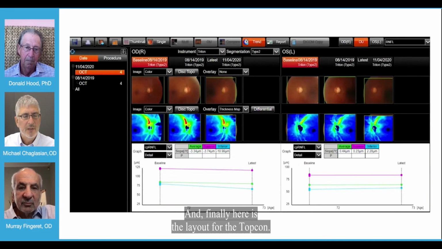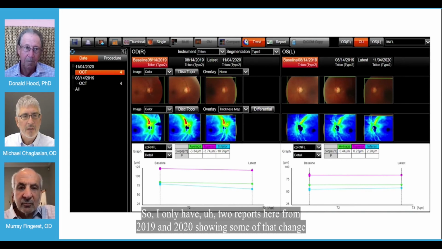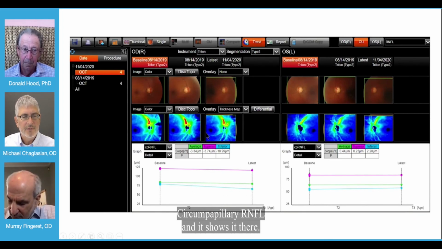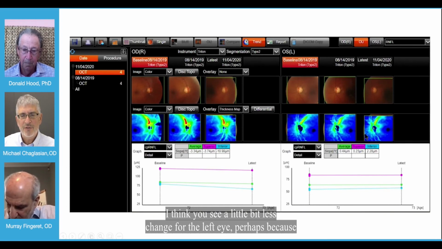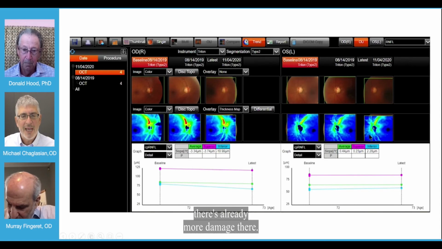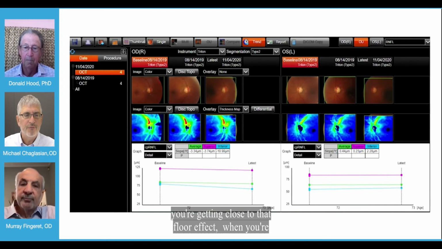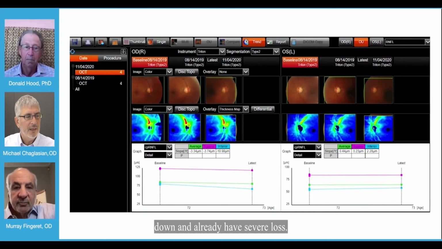And finally, here's the layout for the TopCon. I haven't had my TopCon instrument as long, so I only have 2 reports here from 2019 and 2020, showing some of that change in the inferior RNFL thickness, the circumpapillary RNFL. You can see it on the color map in the topography. I think you see a little less change for the left eye, perhaps because there's already more damage there, and it's maybe more difficult to see change on the OCT when you're getting close to that floor effect, when you already have severe loss.